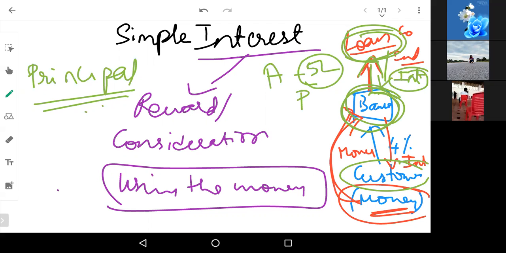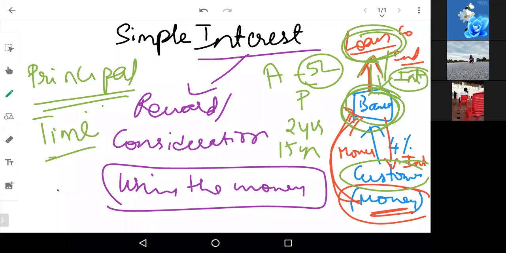Now the next thing is time. For how much time is the loan taken? Simply we cannot give, right? You'll have to ask them for the time. For how much time do you want? Which means I will give you 5 lakh rupees now. When will you pay me back the amount? That time can be 2 years, 5 years, 15 years. So that is the time. It can be even 2 days, 5 days, 10 days also. So time is denoted by T.